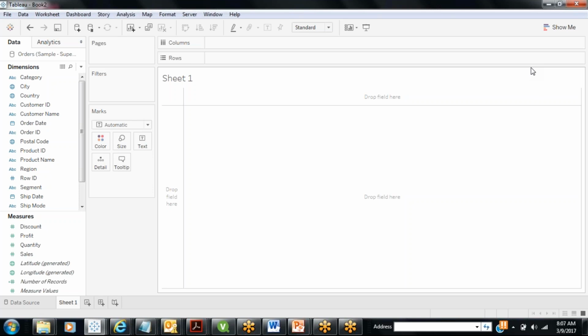Next comes your percent of total, your individual values against your total. So sum of sales divided by total of sum of sales. And then rank. So RANK of sum of sales. Then comes percentile. So RANK_PERCENTILE of sum of sales.